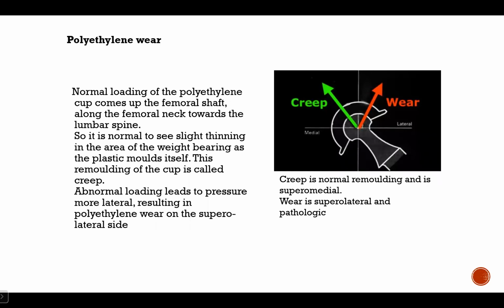Polyethylene wear. Normal loading of polyethylene cups comes up the femoral shaft along the femoral neck toward the lumbar spine. So it's normal to see slight thinning in the area of weight bearing as the plastic molds itself. This remolding is called creep. Abnormal loading leads to pressure more laterally, resulting in polyethylene wear on the superior lateral aspect.